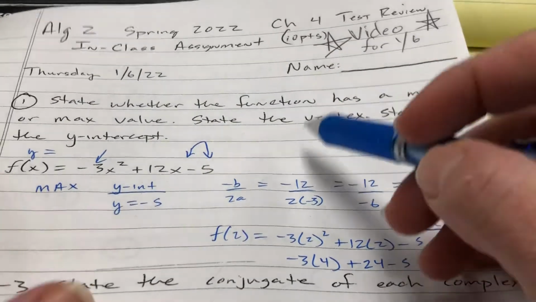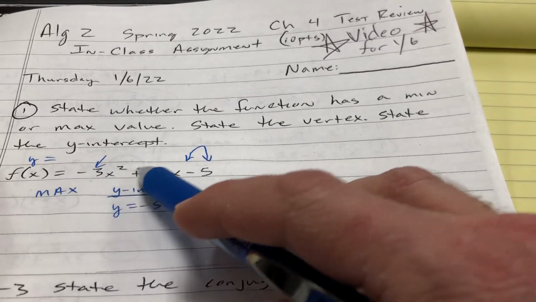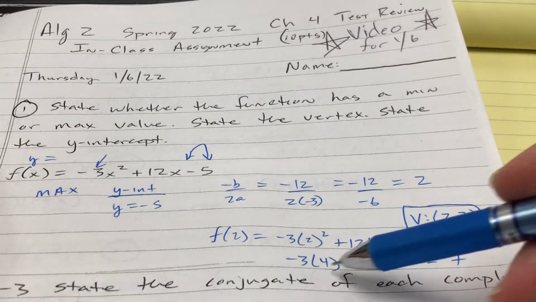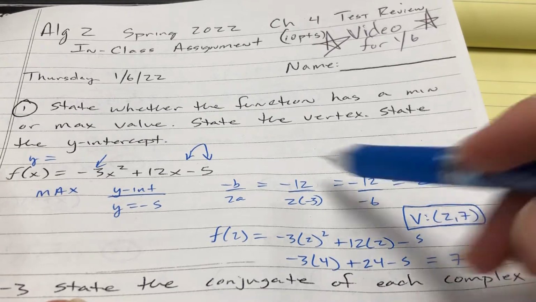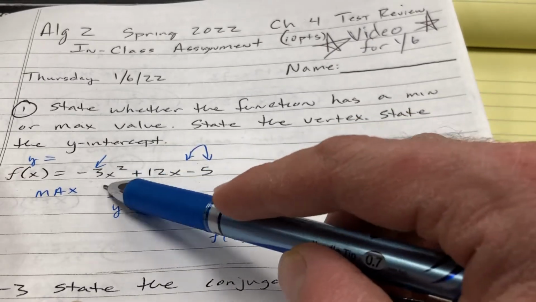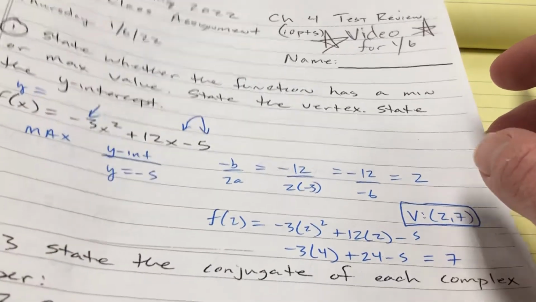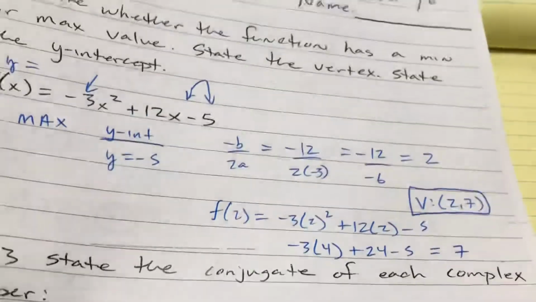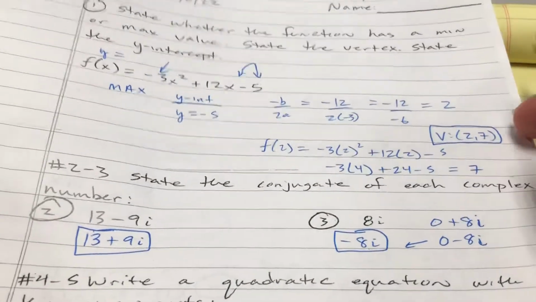We've already got. So what am I going to do? If x is 2, what's y? Well, I'm going to plug 2 in for x. F of 2, that'll give me my y value. Plug 2 in, and that's 7. My vertex is 2, 7, and that vertex is a max. The y-intercept is a negative 5, because when I plug 0 in for x, I get a negative 5. So that question is not as bloody as it should be. We can get that one. All right. 2 through 3 are incredibly easy.